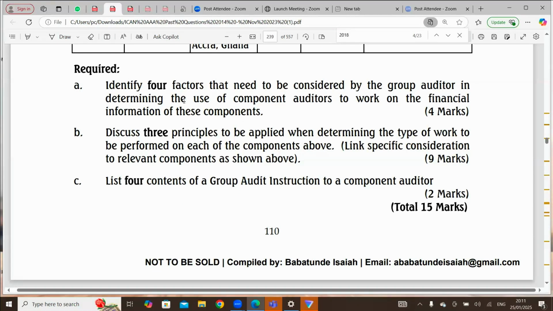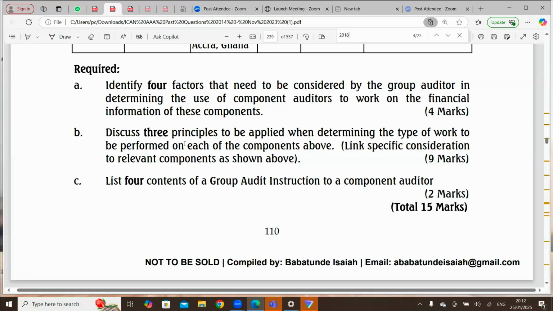Identify 4 factors that need to be considered when you are using the component auditor's work. And this one is like normal reliance on an external auditor's work. You have to check the level of independence, the level of technical competence, what reporting standard is used to work, and his level of cooperation with the requirements of the group auditor.